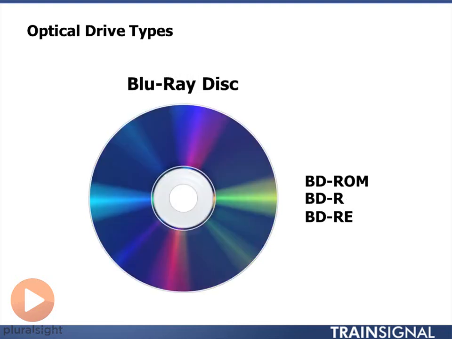And then we finally move to our Blu-ray disc, or BD. And again, we have our BD-ROMs, we have our BD-Rs, and then instead of BD-RW, they decided to call it BD-RE, which stands for record and erase. It's the same idea, though. You have the read-only, you have the one that you can record once, and then you have the kind that you can record multiple times.